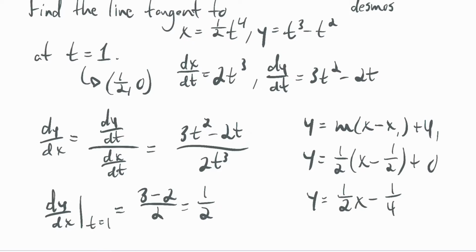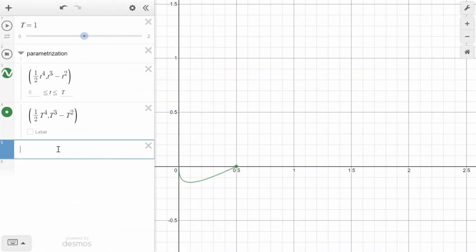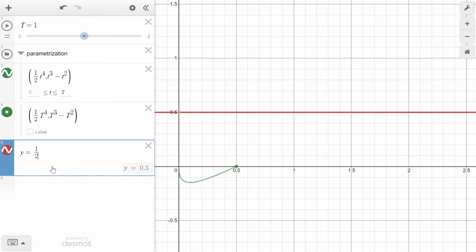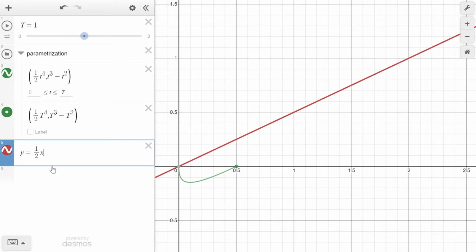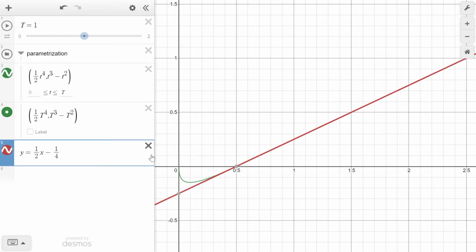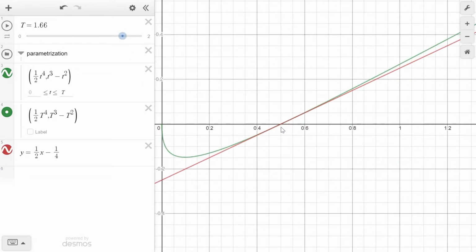Let's go take a look at the graph and confirm that that's right. So if I put in y equals 1/2 x minus 1/4, yeah, sure enough, and if I increase t there, you can see that, yeah, that is the tangent line at that point. Okay.